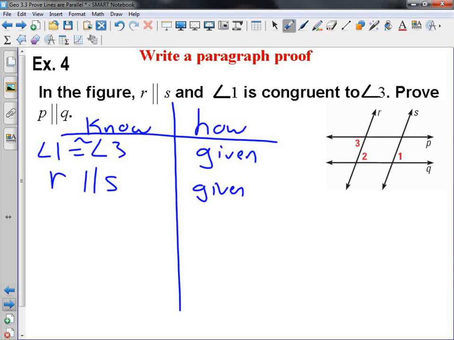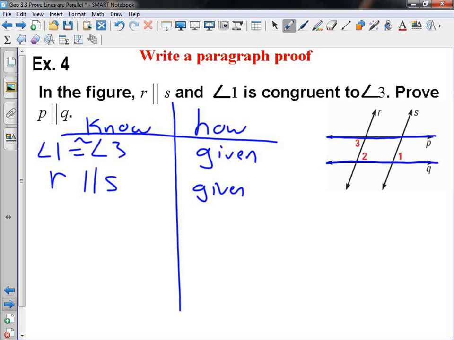Well, if I look at 2 and 1, I'm looking at this line and those 2 lines. That would prove which 2 lines are parallel? That was R and S. We already know R and S. We want P and Q. So those ones aren't going to work for us looking at it that way. We want P and Q to be seen.